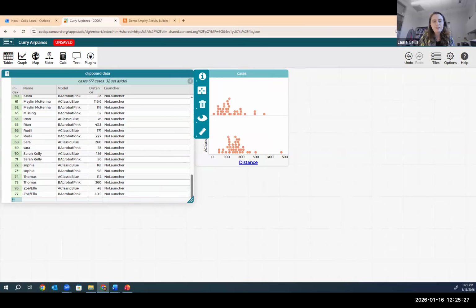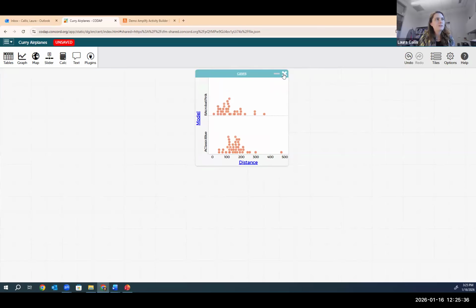And then we've got a comment in the chat too: you can also filter on the graph. Oh, so many of you are saying the same thing. Yeah. Cool.